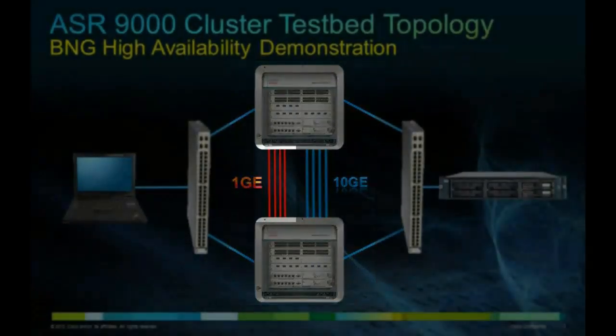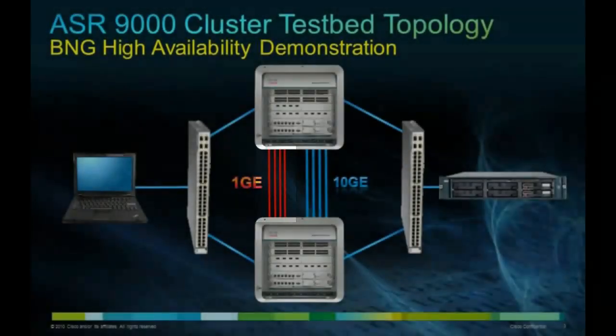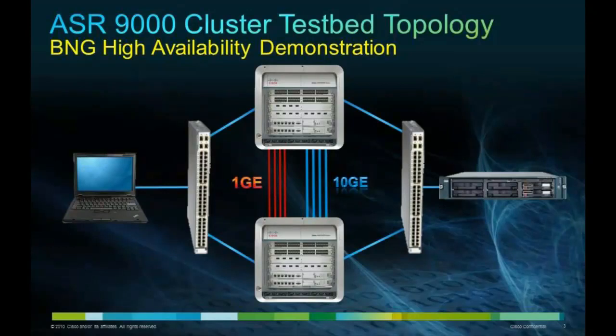Next we see the four red links between the two routers. This is the control portion of the cluster. These connections are connected to the RSPs of the respective routers. Only one link is needed for the cluster to remain operational, but four links are provided for redundancy.